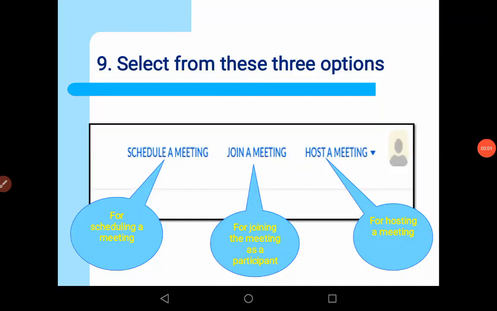Now in this video we are going to cover the functionalities of the main three things that you can do with Zoom. You can schedule a meeting, you can join a meeting, and you can host a meeting. So in this video we are going to learn the purposes and the scenarios in which you are going to choose each option.